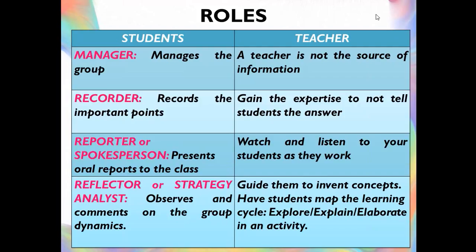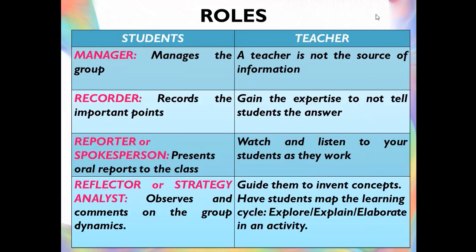Then we have the reporter or the spokesperson. This person is the main person of the group, because anytime the group is being questioned, it is not all the members who will speak, but only the reporter or the spokesperson or the presenter who's going to present all their discussions, their reports to the group.